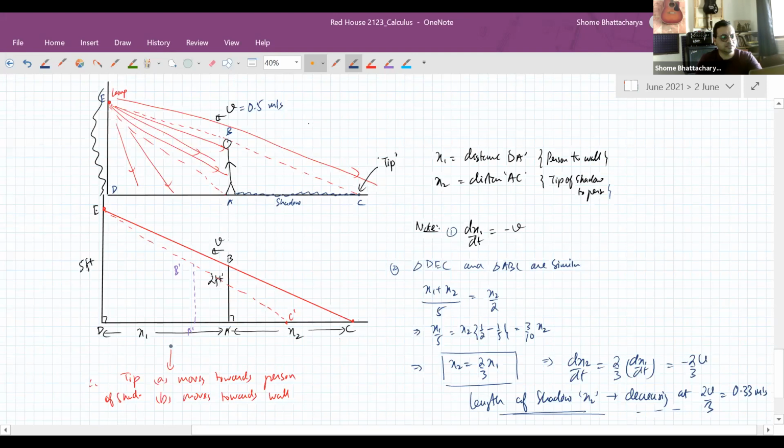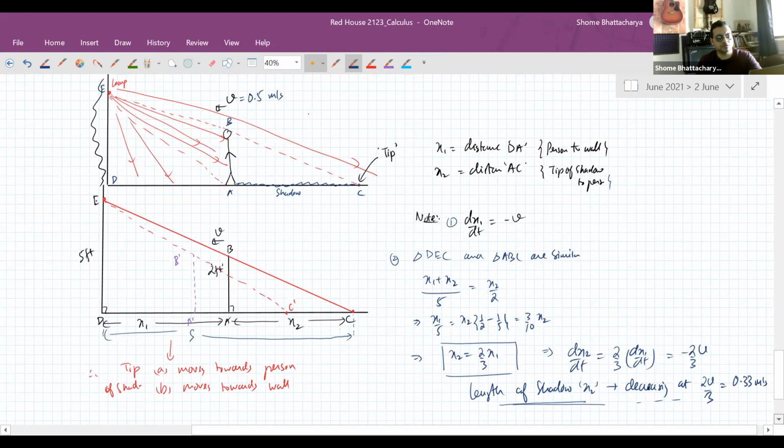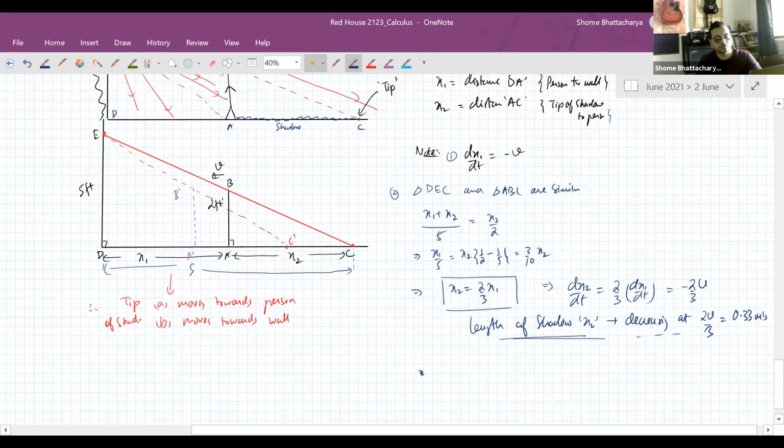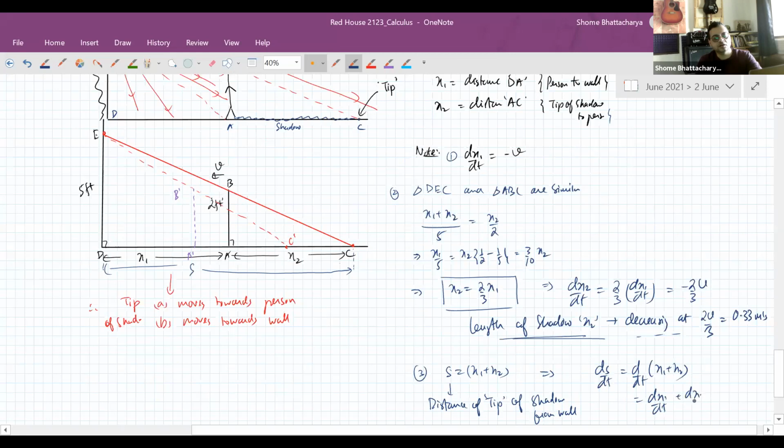And now also you can see the distance of the tip of the shadow from the wall, if I write that as S. Also you can notice that S is equal to x1 plus x2, where S is the distance of the tip of the shadow from the wall. So from this I can see that dS by dt will become d by dt of x1 plus x2.